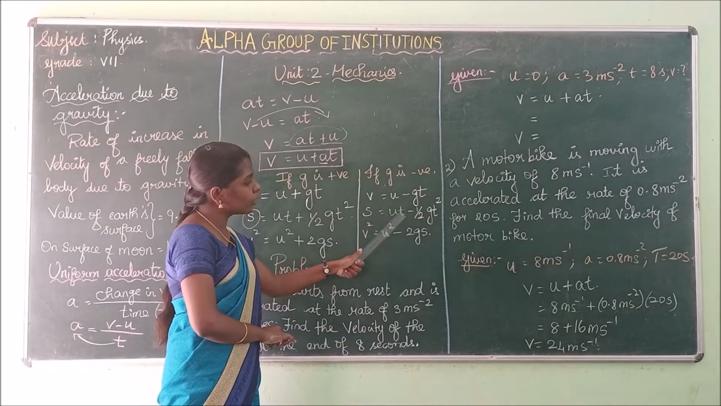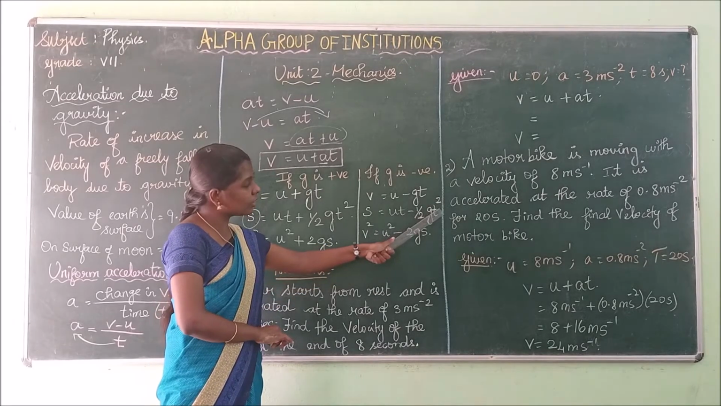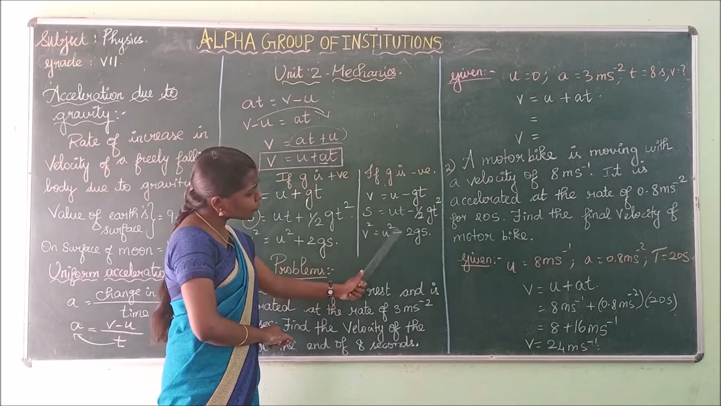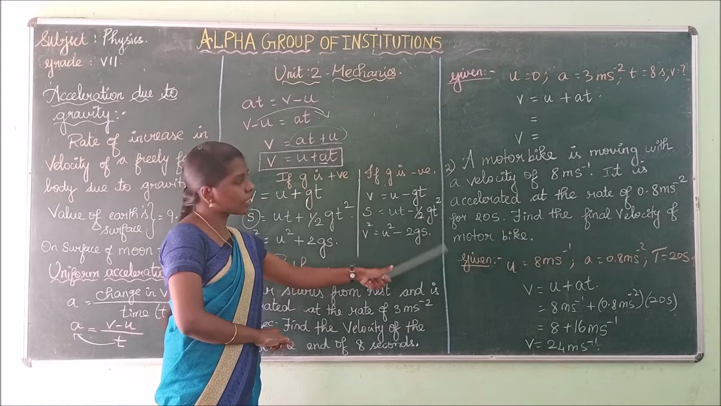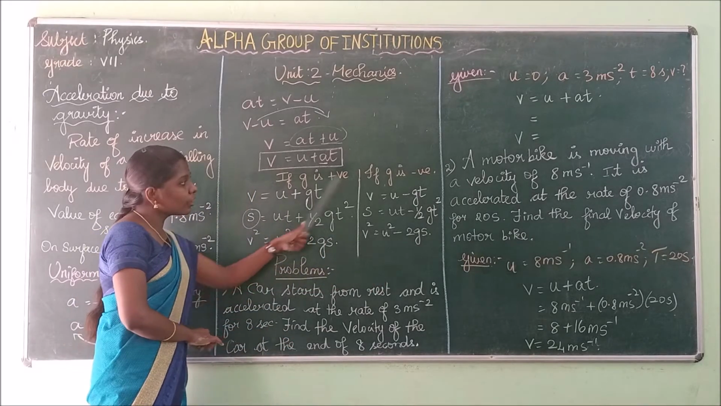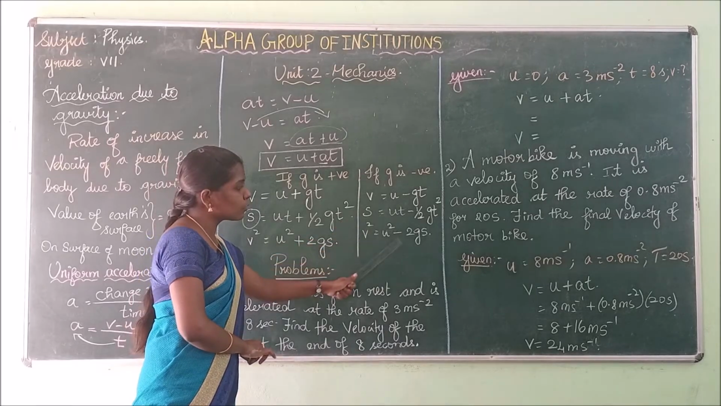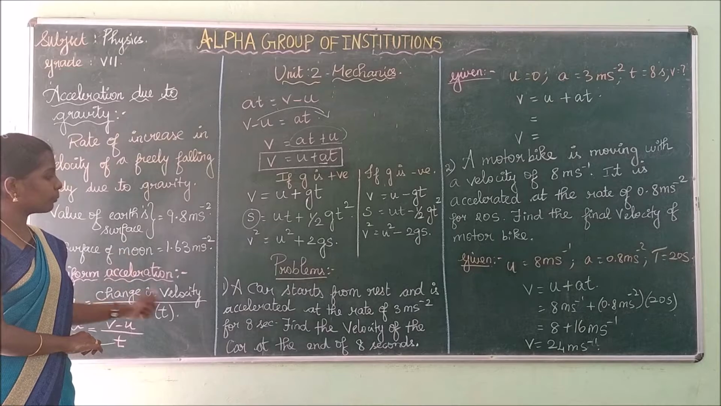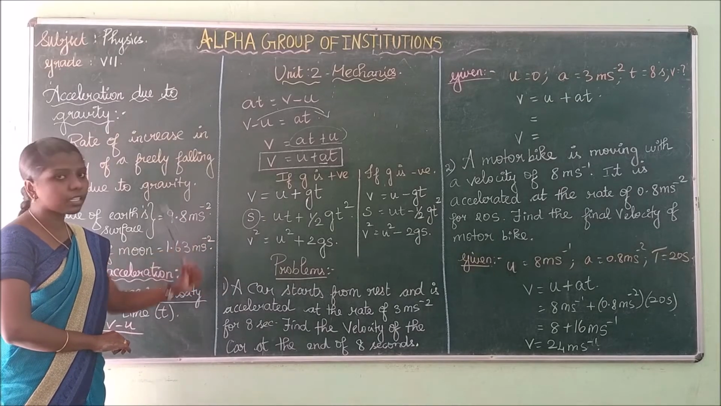Displacement is equal to ut minus half gt squared. Next, v squared is equal to u squared minus 2gs. If this g is positive, all the values will be positive. If this g is negative, all the values will be negative. Next, we shall see problems related to these formulas.